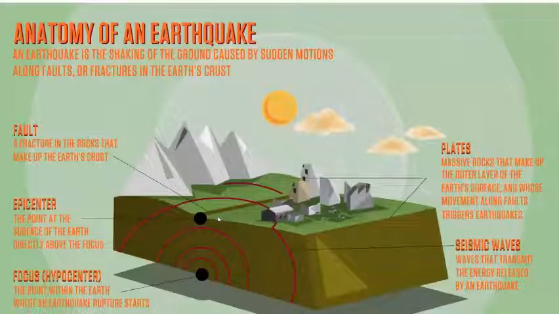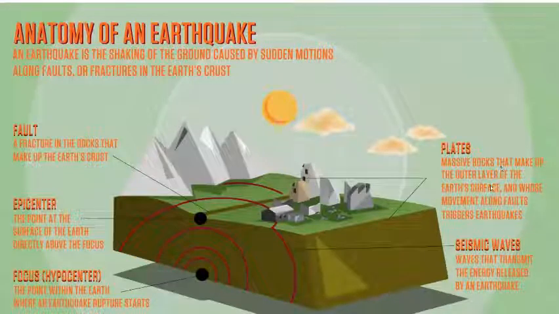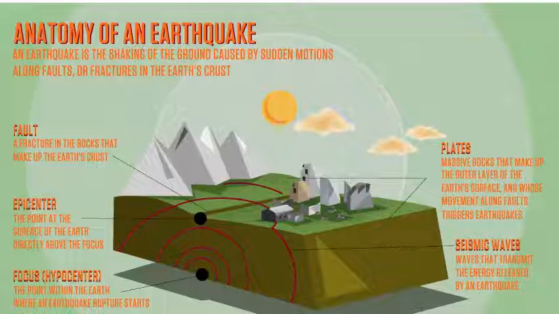Now, anatomy of an earthquake, the same pa rin. When we talk about fault, it is the fracture in the rocks that make up the Earth's crust. Epicenter is the point at the surface of the earth directly above the focus. Focus, or hypocenter, is the point within the earth where an earthquake rupture starts. Plate is the massive rocks that make up the outer layer of the earth's surface and whose movement along faults triggers earthquakes. And seismic waves, na-discuss ko na po, how we can feel the earthquake or the shaking. It's because of the seismic waves.